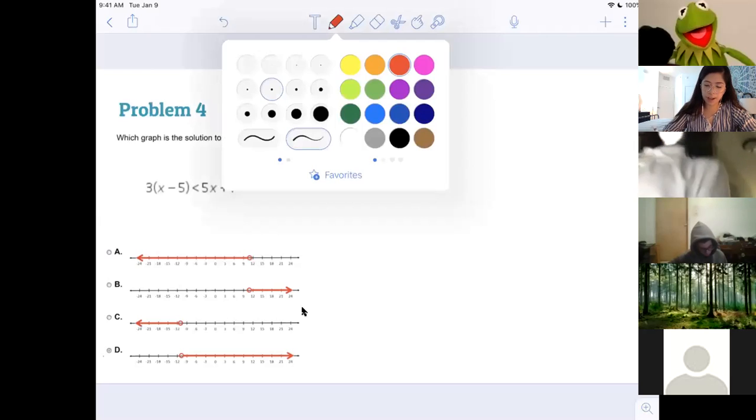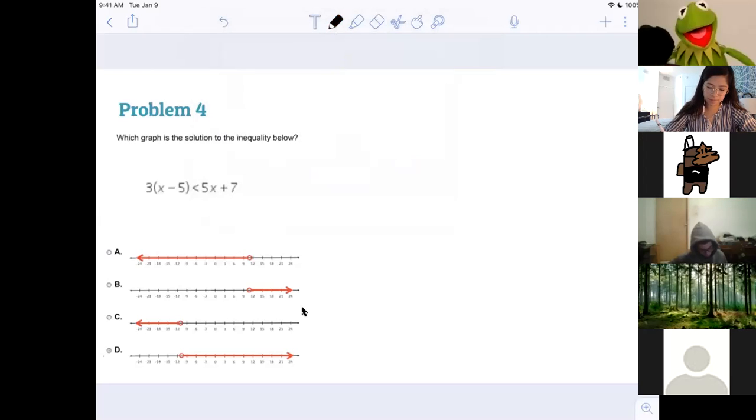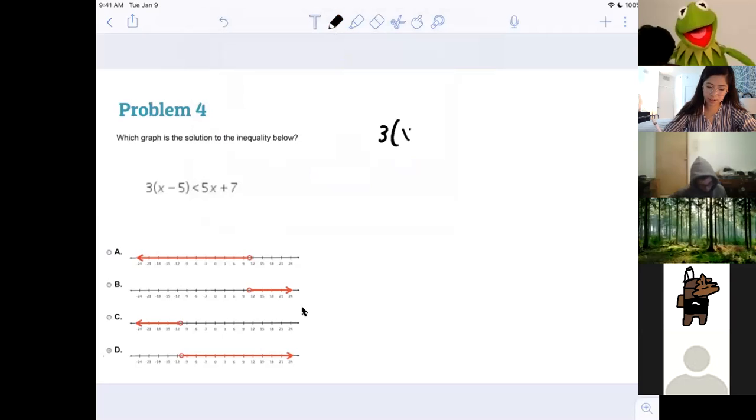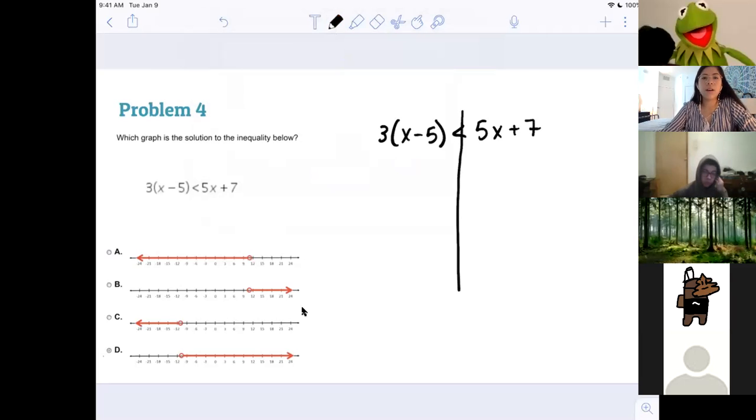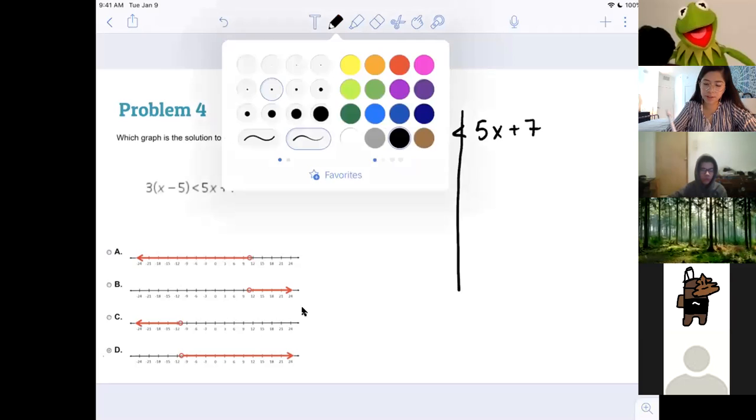But in order to do that, we've got to solve. So let's go ahead and do this one together. And then once we're done with this one, I'm going to give you guys some problems to do on your own. Okay. All right, this one has no fractions, so that's nice, but it does have parentheses. So what should I do first?